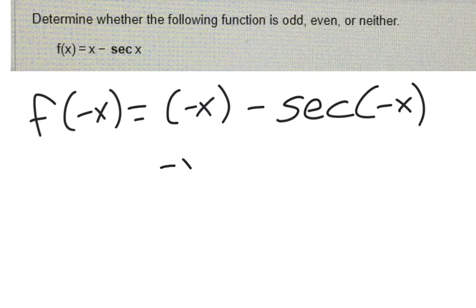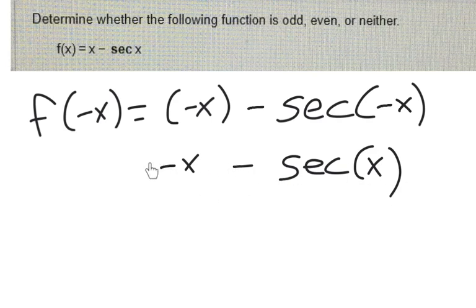So negative x is going to stay as negative x. Now we have negative secant of negative x. Secant is the reciprocal of cosine. We know cosine of negative x, we just drop the negative. It does not come out front for cosine. So that's the same with secant. So this negative that's inside the argument is just going to get dropped. We don't bring it out front. So I have this negative that was already part of the problem, and then secant of negative x just stays as secant of x. So now this is as simplified as it can get.